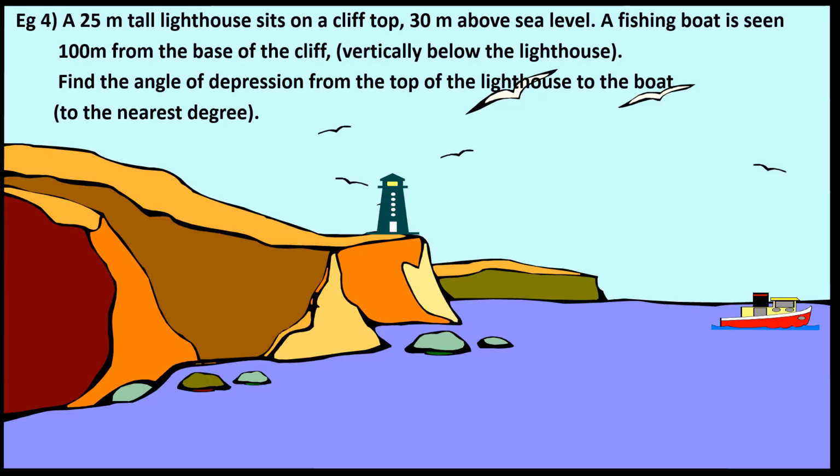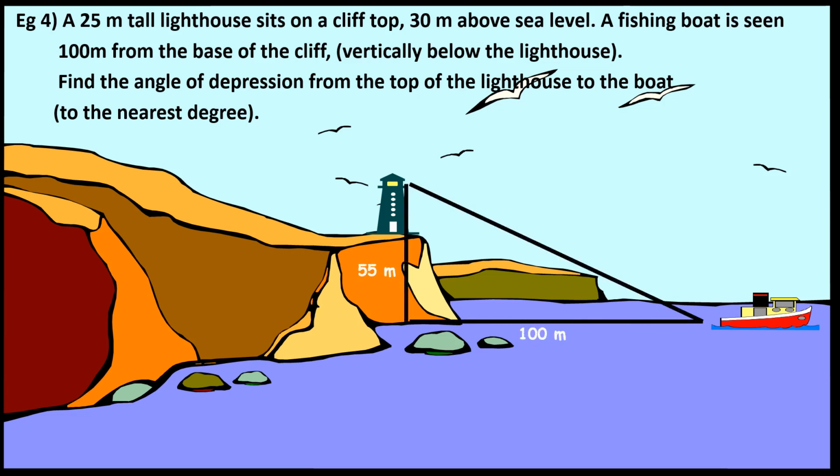Let's look at one final example. In this case, a 25-meter tall lighthouse sits on top of a cliff that is 30 meters above sea level. A fishing boat is seen 100 meters from the base of the cliff, vertically below the lighthouse. We need to find the angle of depression from the top of the lighthouse to the boat, to the nearest degree. So let's just look at our triangle.